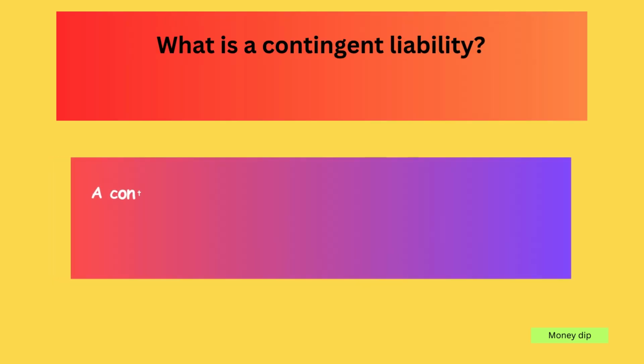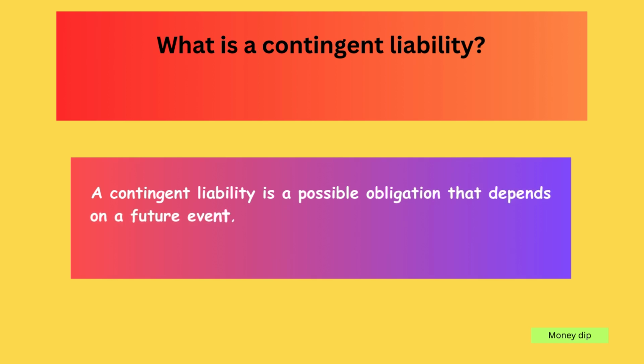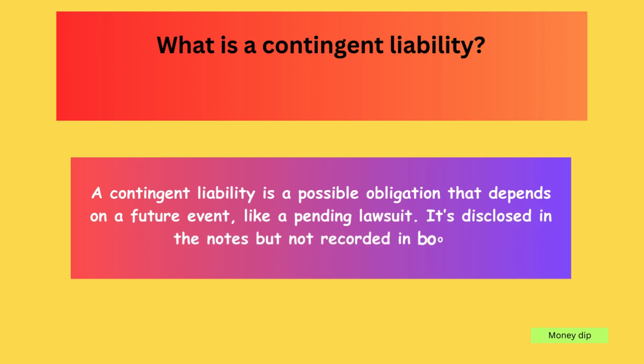What is a contingent liability? Answer. A contingent liability is a possible obligation that depends on a future event like a pending lawsuit. It's disclosed in the notes but not recorded in books.